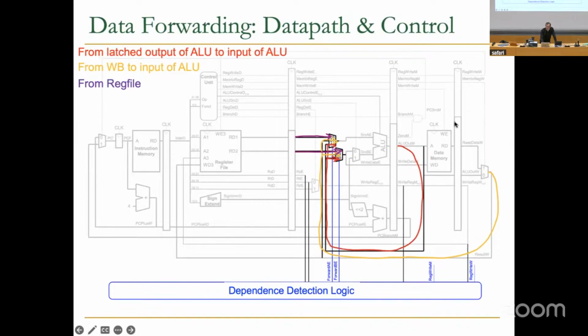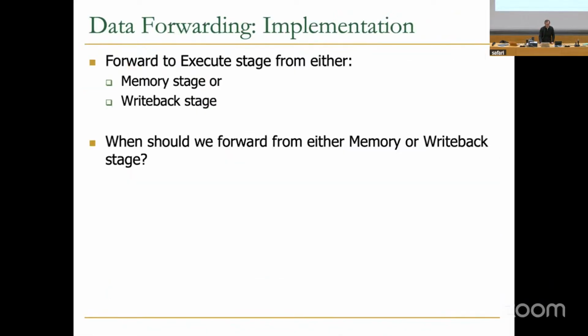This is the youngest instruction that writes to that register that you may need. So this is older, younger, youngest, if you will, right? Okay, so this is essentially the design of the forwarding. We basically now forward to the execute stage from either the memory stage or the write back stage. And then I think I kind of answered this question earlier. When should we forward from either the memory or write back stage?